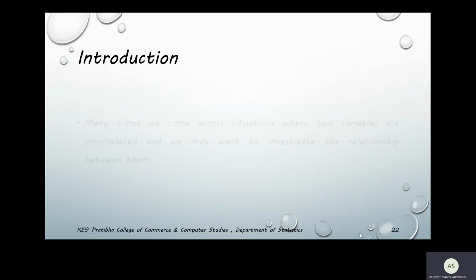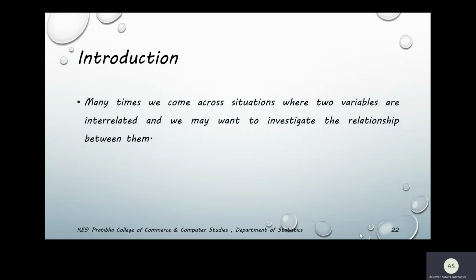So many times we come across situations where two variables are interrelated with each other and we may want to investigate the relationship between them. What kind of relation they have with each other, that is what we want to investigate. One variable has some kind of relationship with another one. Like on the basis of our monthly income, we can decide what would be our monthly expenditure.